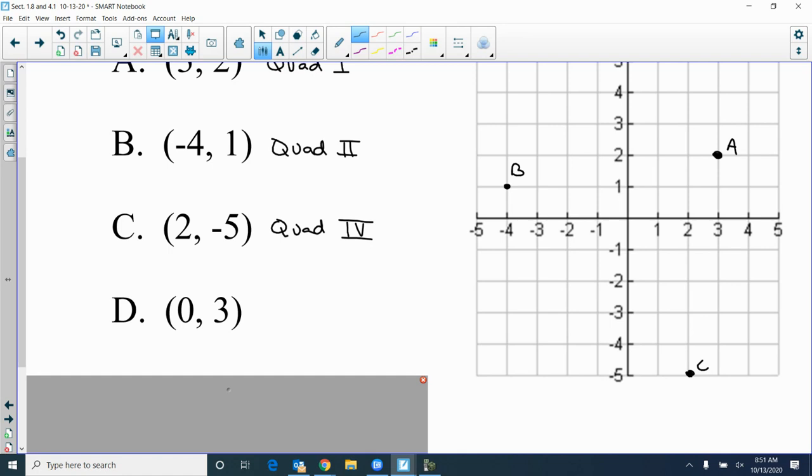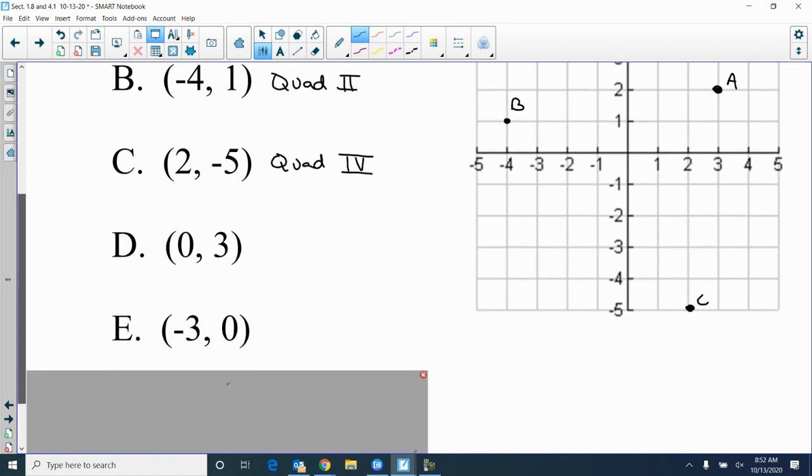0, 3. What quadrant is that in, Allie? Trick question. It's not in any quadrant. It's on an axis, so you cannot tell me it's in a quadrant. This is probably the type on the axis where I see the most mistakes. Make sure you put that straight up, because the 0 tells you do not move left or right. You move up 3. That is not on a quadrant, it's on an axis. So you would not answer that.